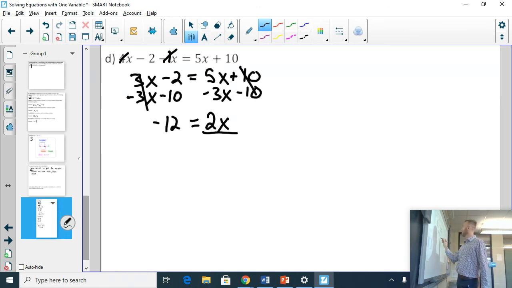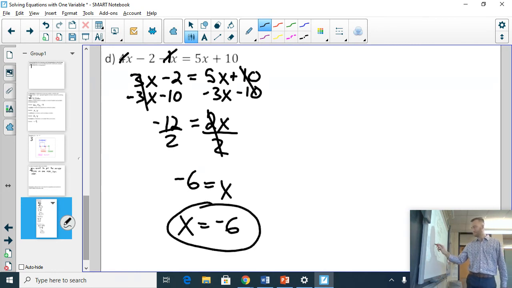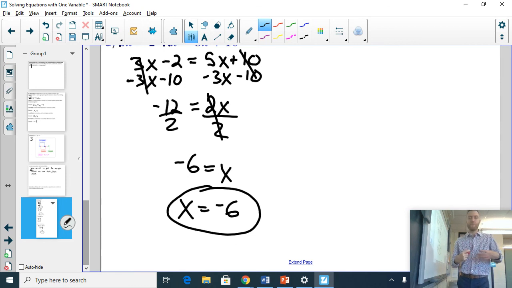And then from here, we just divide by 2, divide by 2, and then you're left with x on the right side equals negative 12 divided by 2, which is negative 6. And then again, if you want to rewrite it so that it's like we like to read it, x equals negative 6, that is totally fine. And that wraps up solving equations in one variable.